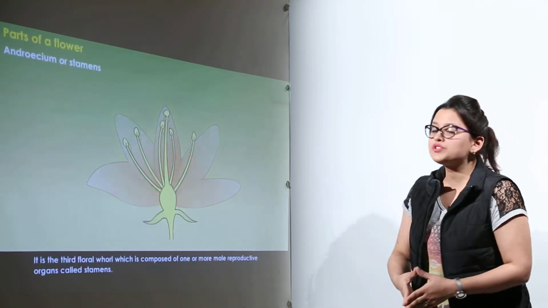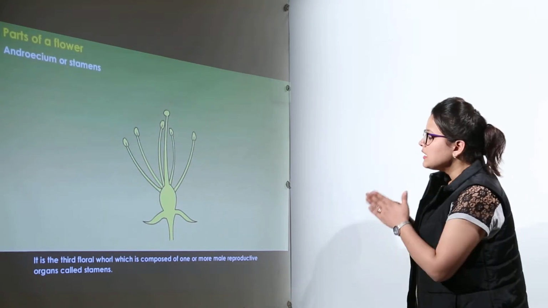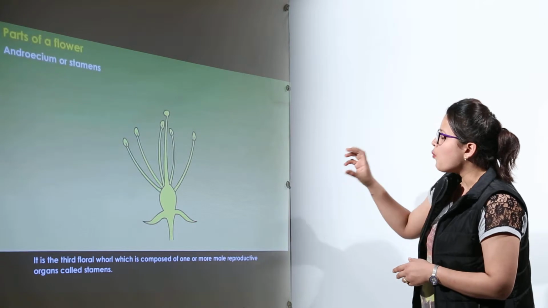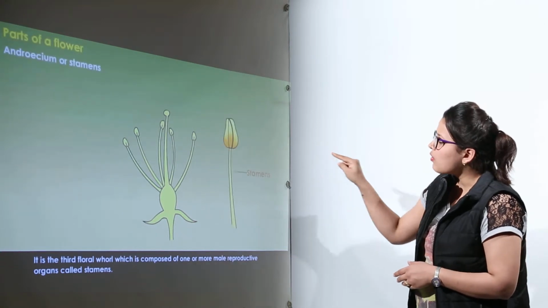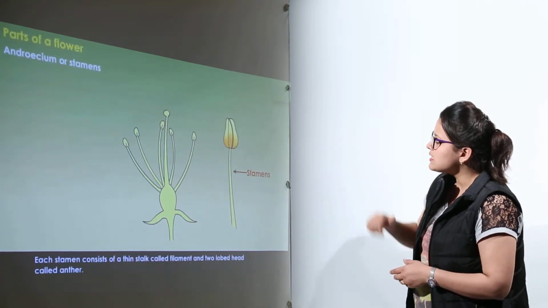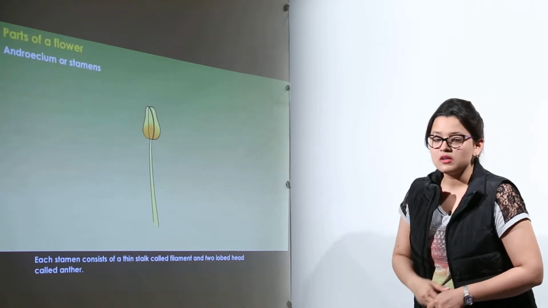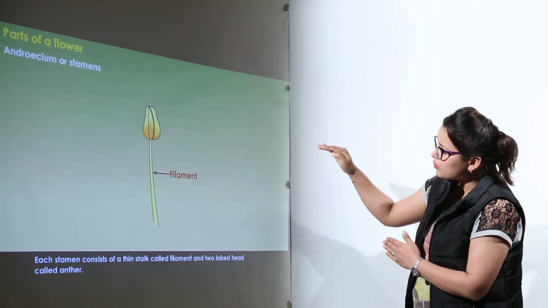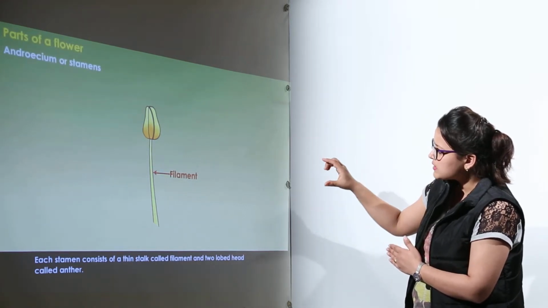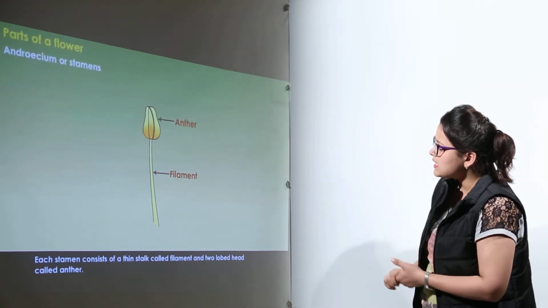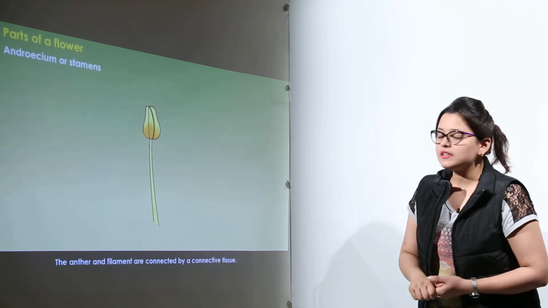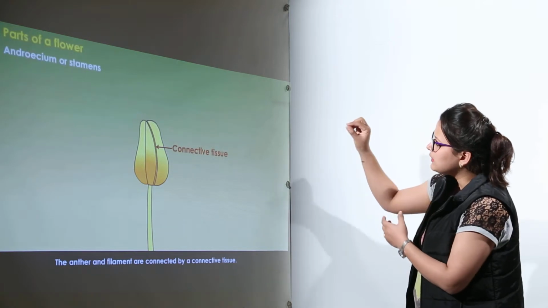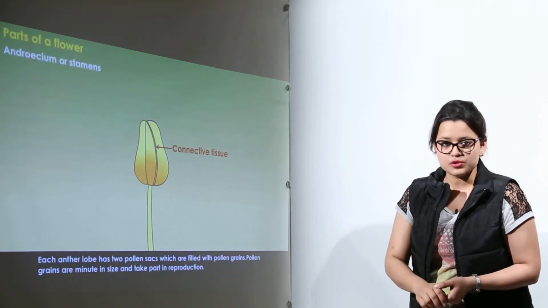Next we have the androecium or stamens. It is the third whorl of the flower, which is composed of one or more male reproductive organs. Each organ you can see here is known as the stamen. Each stamen contains a thin stalk. The lower one that you can see is the filament, and the upper portion, the two-lobed head, is known as the anther. The anther and the filament are connected by connective tissue.